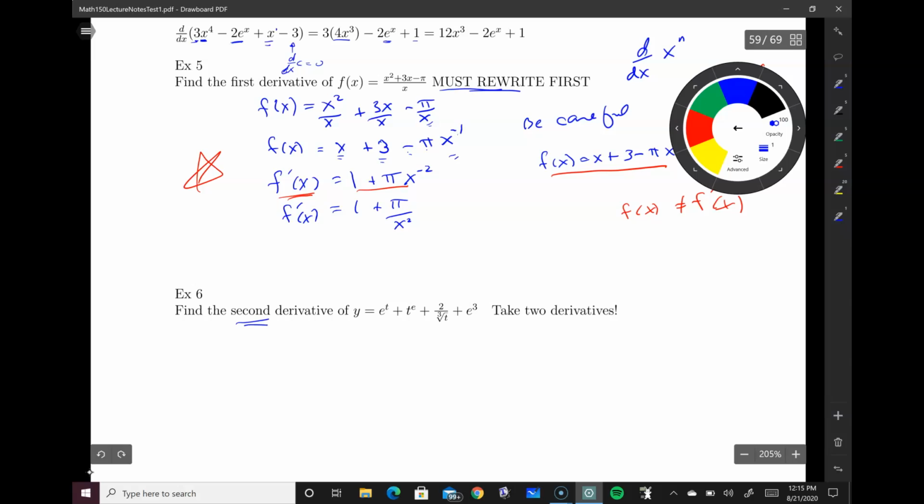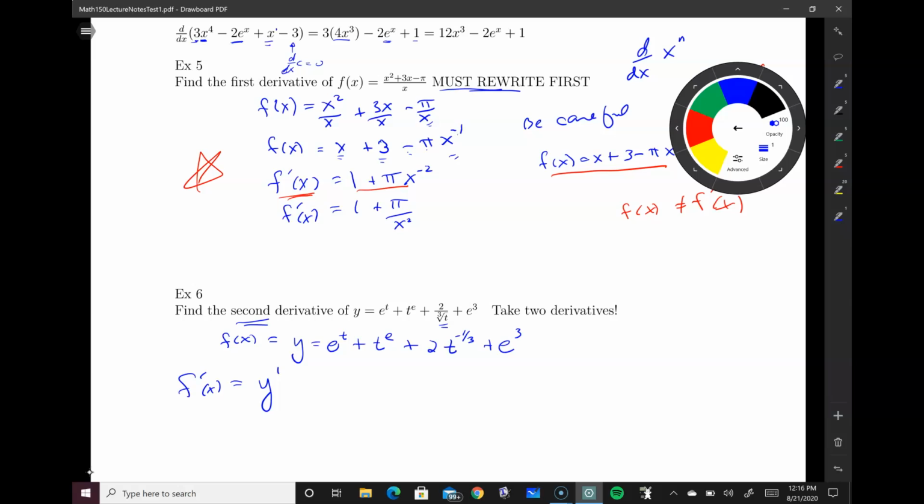Okay, so this one says find the second derivative. So you're going to take the derivative of the derivative. So first I'm going to rewrite this. So I'm going to say y is, and it's all t's, right? So this will be plus 2t to the negative 1/3 power and plus e cubed. Okay, so y prime is another way of saying the derivative. So if this was written as f of x, just want you to get comfortable with the notation. We're going to have lots of different ways to say the derivative.